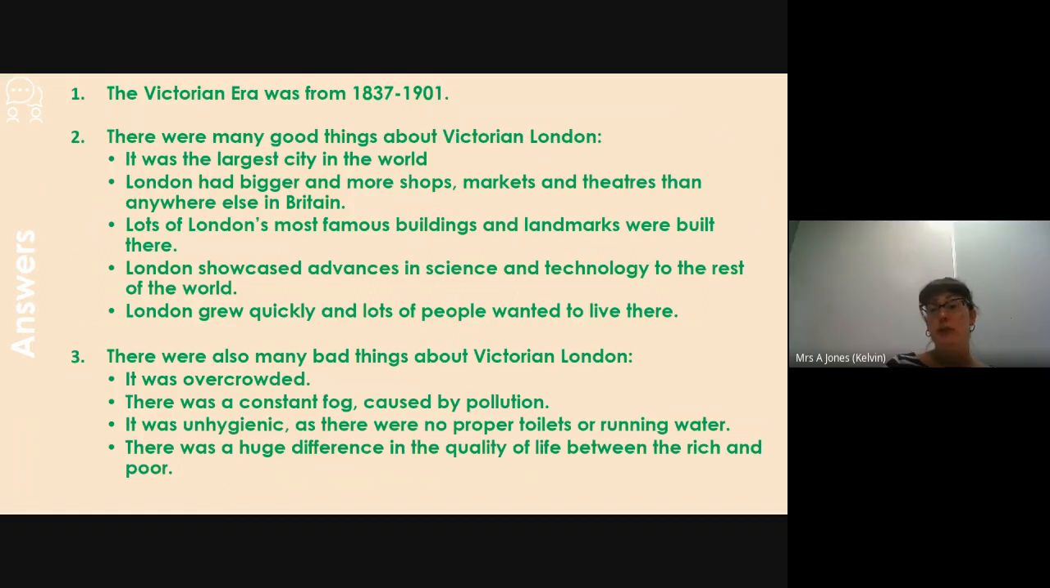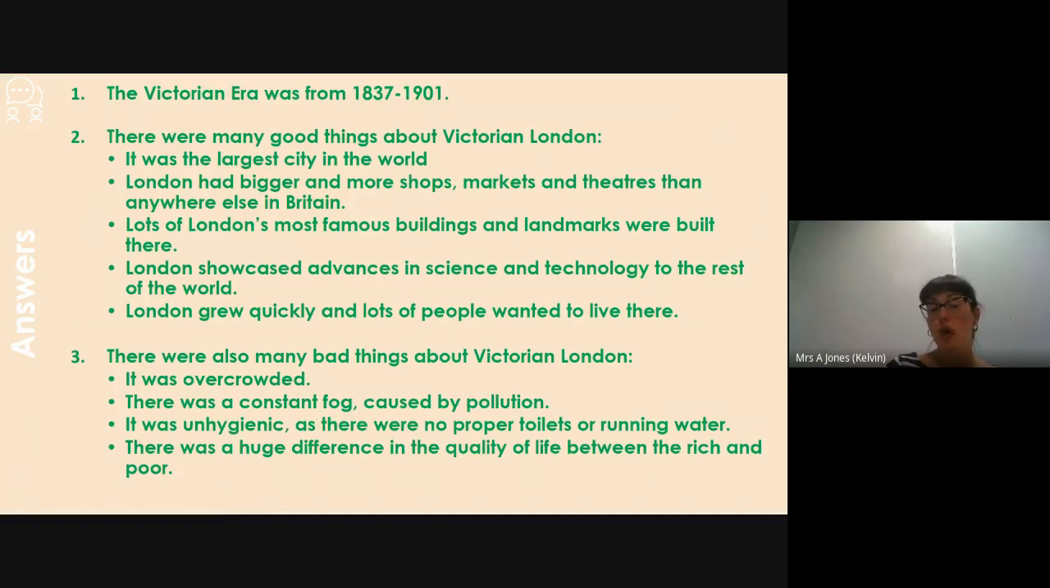And there were many good things about Victorian London, so you could have had any of the ones on the board. It was the largest city in the world. London had bigger and more shops, markets and theatres than anywhere else in Britain. Lots of London's most famous buildings and landmarks were built there. London showcased advances in science and technology to the rest of the world. London grew quickly and lots of people wanted to live there. So all positives. The negatives, on the other hand, it became overcrowded.